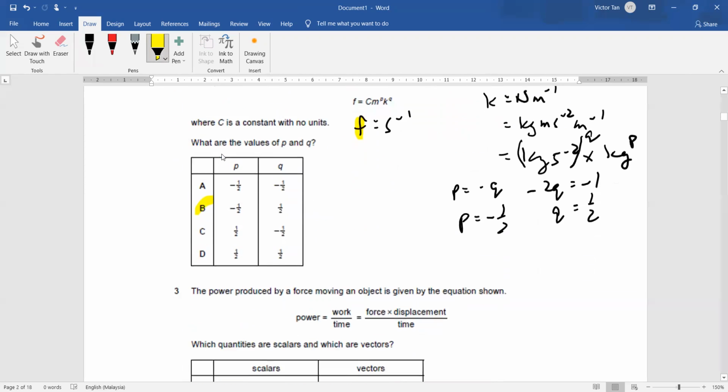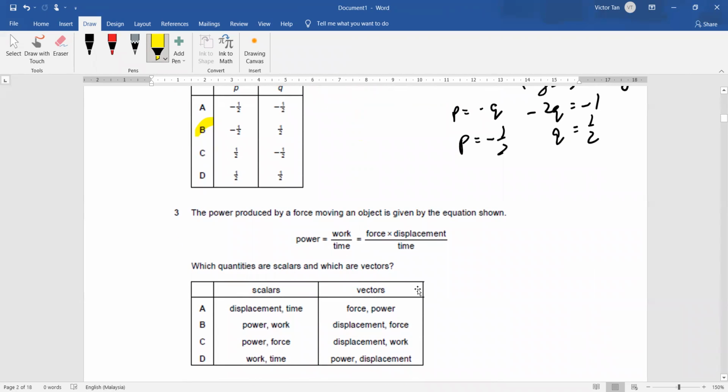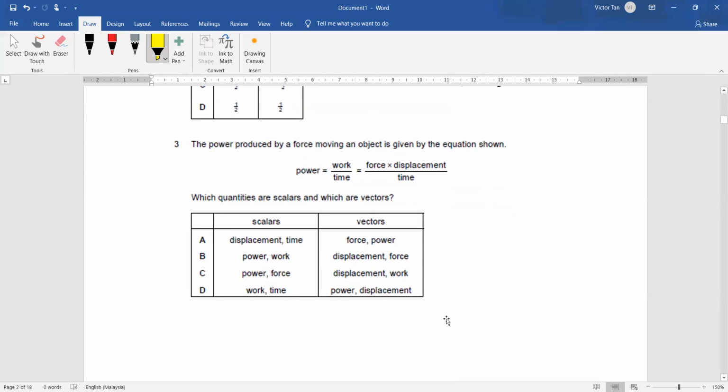Next. The power produced by a force moving an object is given by the equation shown. Work over time, force times displacement over time. Which quantities are scalars and which are vectors? You need to know what are vectors and what are scalars. Displacement is a vector, so A is out. Power is a scalar, work also scalar. Displacement, force, this one is okay. Power, force is a vector, so this is out. Work, time are scalars, power is a scalar, so this is out. Answer is B.